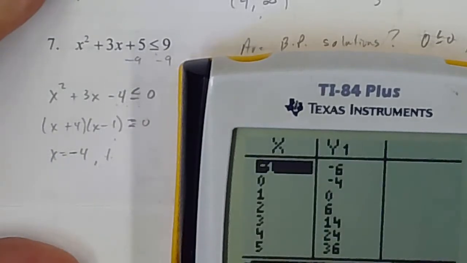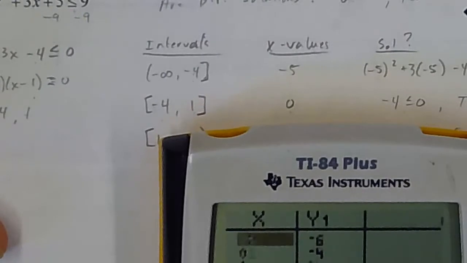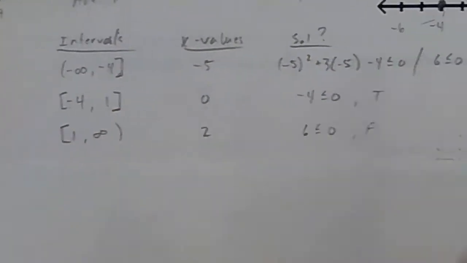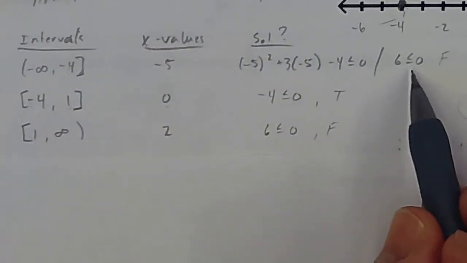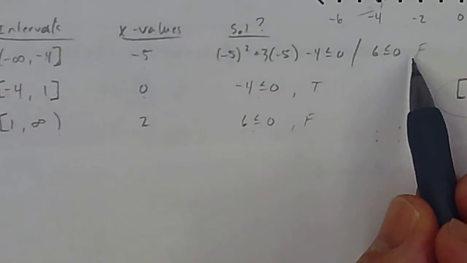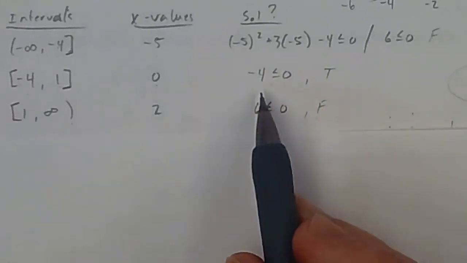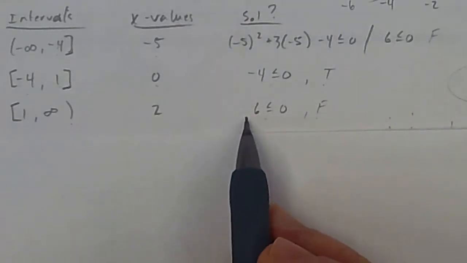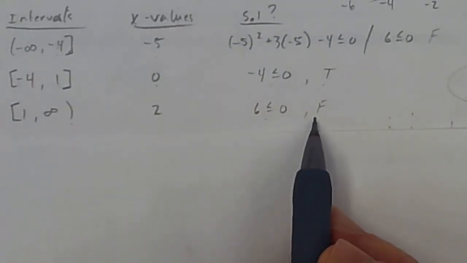Go to your table and start grabbing these values. So when I get -5, it gives me a value of 6 when plugging it into the function. So I get 6 is less than or equal to 0. Is that true? No. 0 gives me -4. That is true. 2 gave me 6. False.